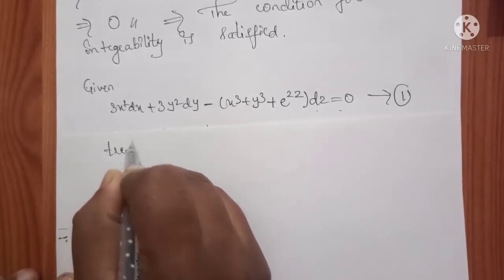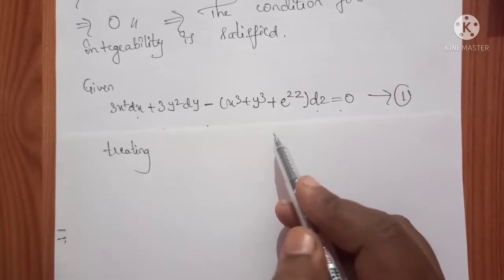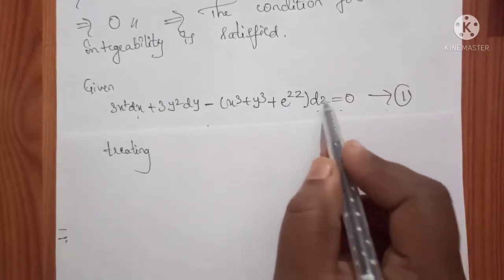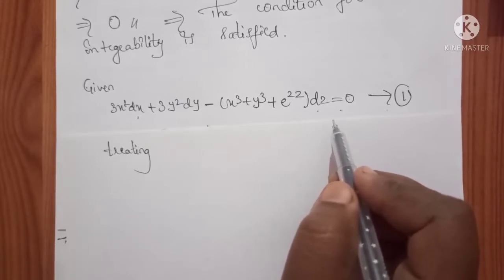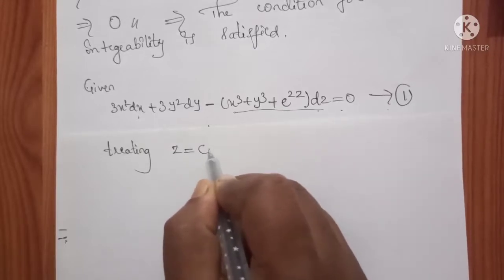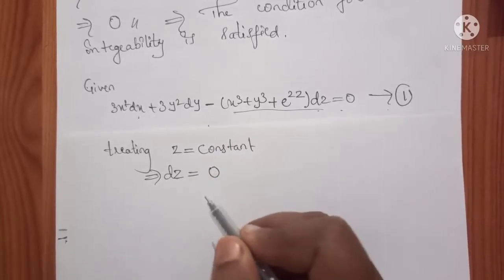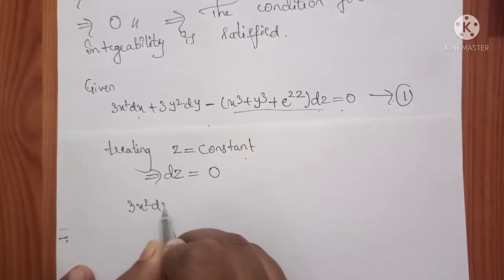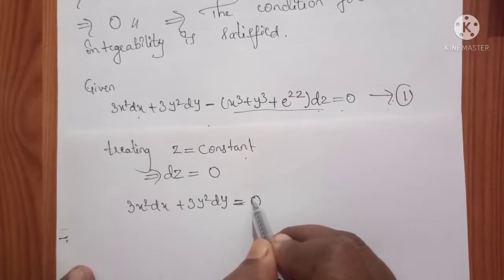Now, you can treat any one of these variables, x, y or z, as constant. In this example we consider treating z as a constant c. When you treat z as constant, definitely its derivative dz will be 0, because differentiation of a constant is 0. So substituting in the given equation 1, we get 3x² dx plus 3y² dy equals, this term becomes 0, so we get 0.